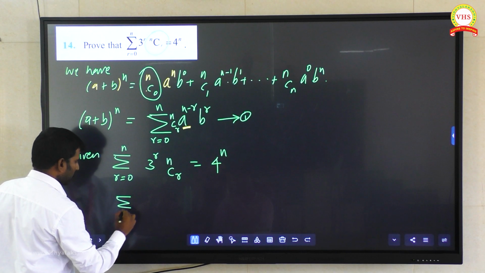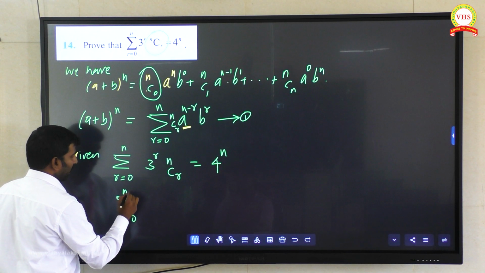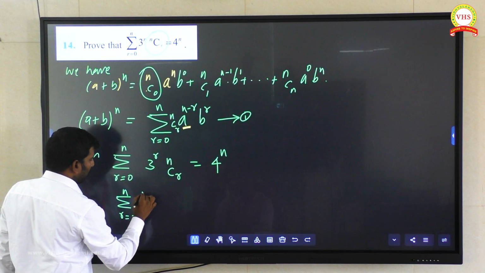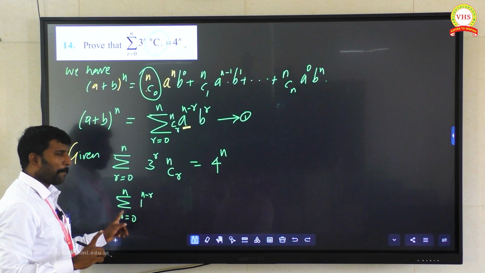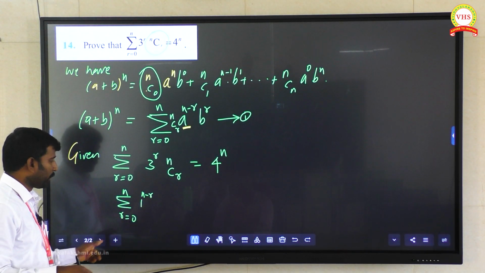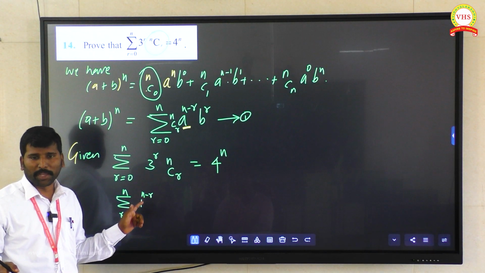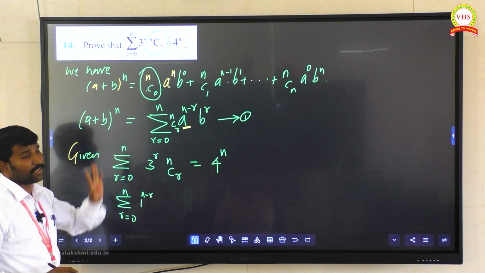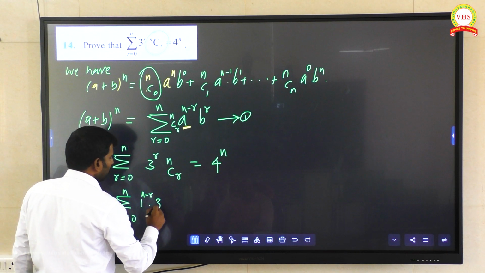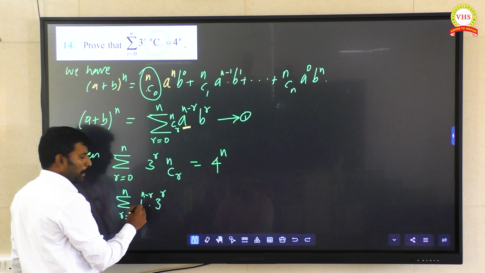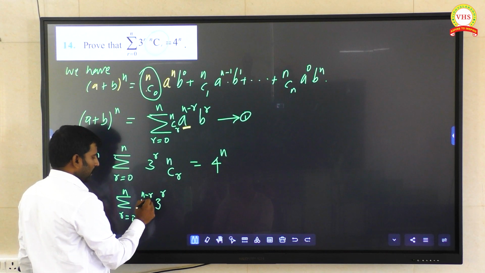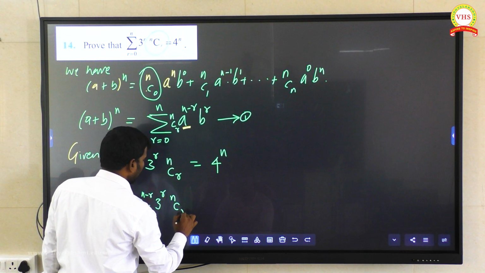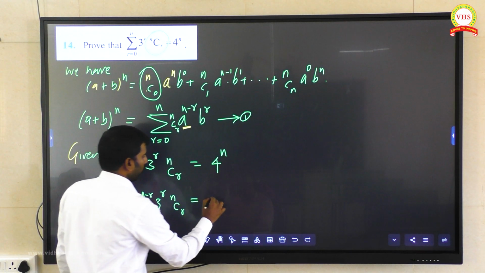So we can rewrite this: sigma r equal to 0 to n. Nothing is there, so it can be 1, 1 power n minus r. 1 power anything you give, except infinity, you will be getting 1 only. So 1 power n minus r is also 1. It never disturbs the previous step. Into 3 power r. So a power n minus r into b power r, that formula we received. Which is missing? nCr. nCr we have.